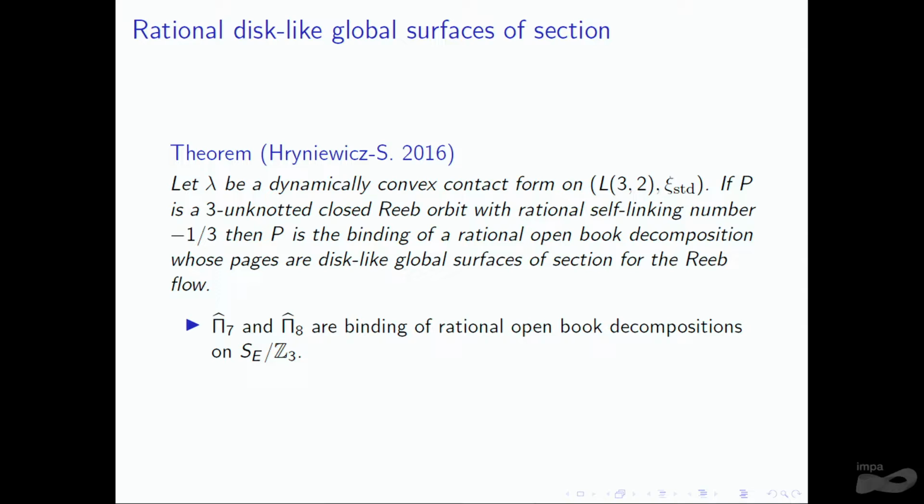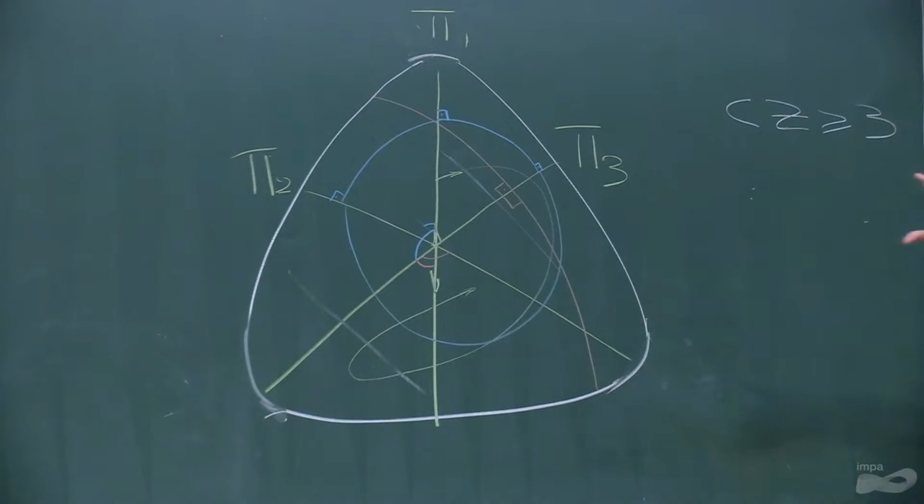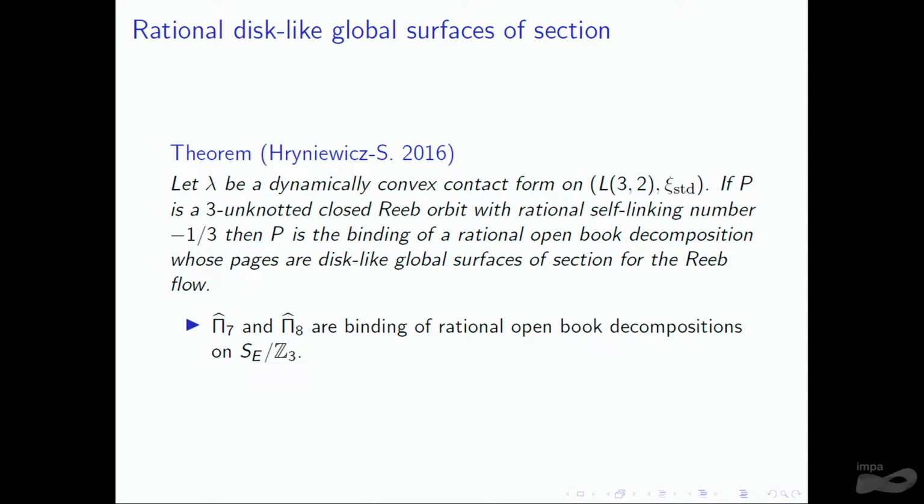Then this periodic orbit, which is just a Hopf fiber projecting 3-to-1 to a periodic orbit on the lens space, is the boundary of a rational global surface of section on the lens space. So in this case, this orbit that I put here in blue, it's symmetric, so it projects down to this 3-unknotted orbit with self-linking -1/3, and so it's the boundary of a rational global surface of section. It's an application of this result.